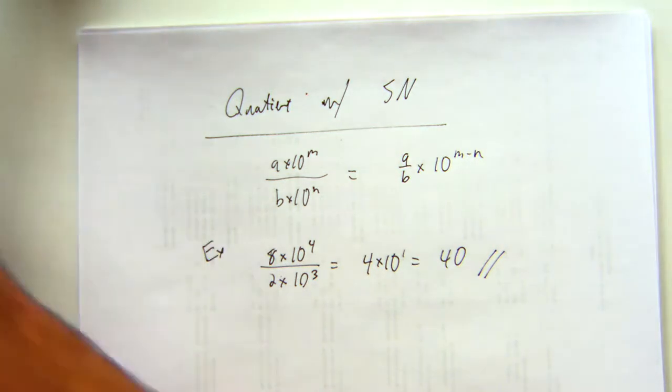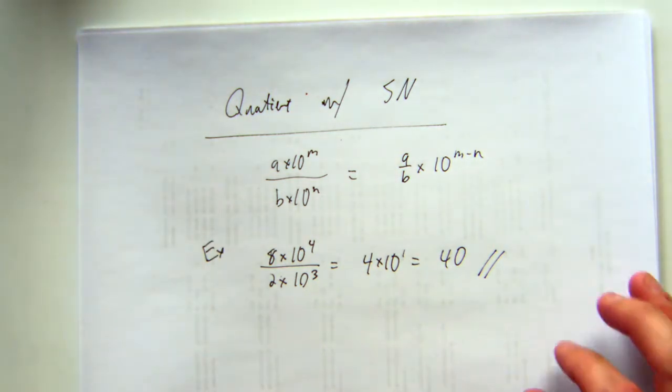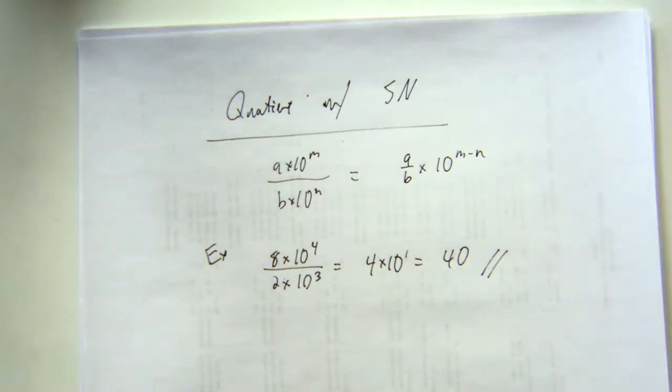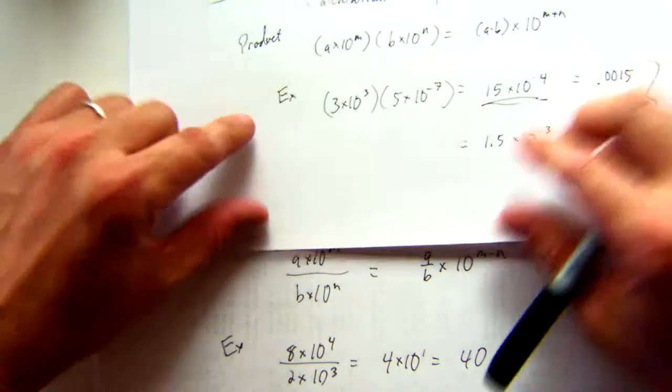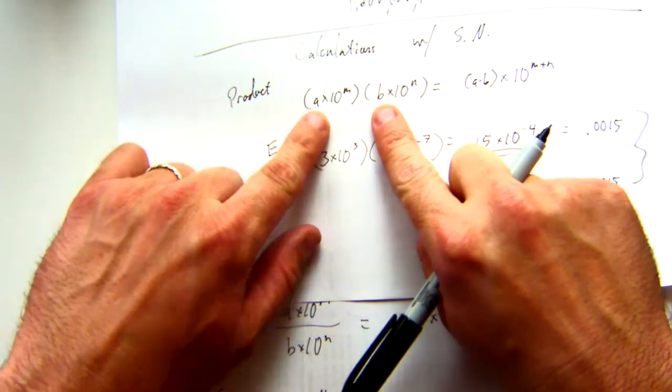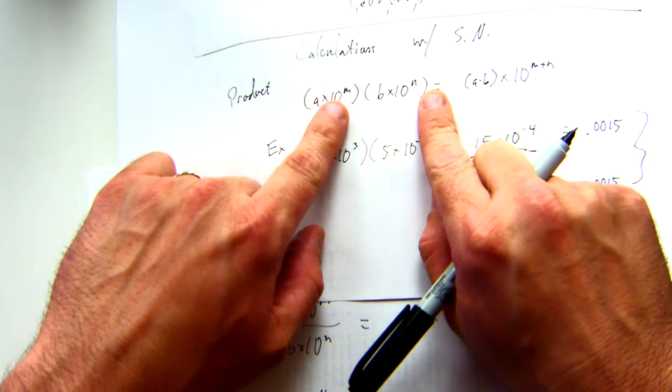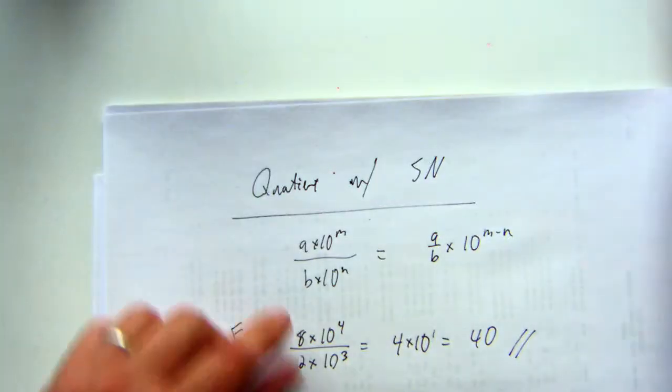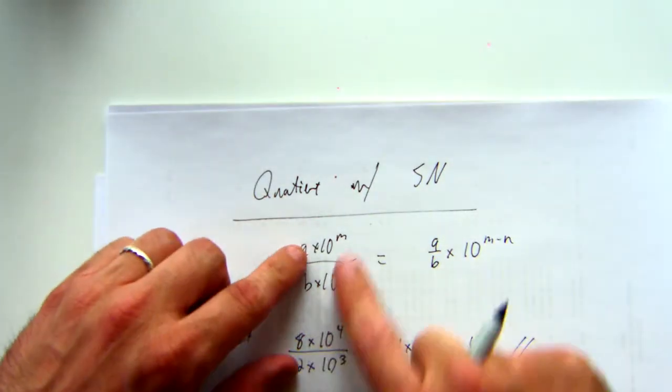So I never spent a lot of time on scientific notation. It's really just these two rules. They're easy to do. You just multiply the first two numbers, and then you add the exponents of 10, or you divide the first two numbers and then subtract the exponents.